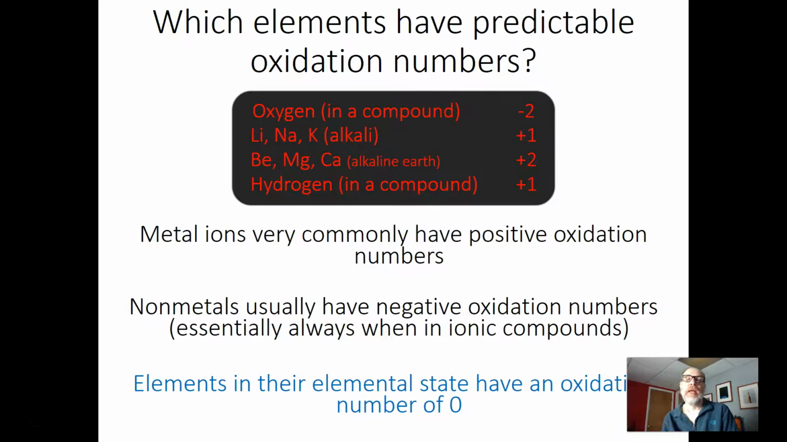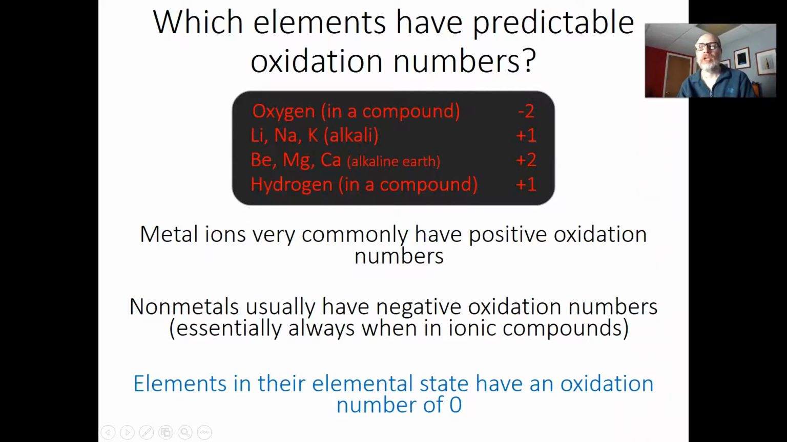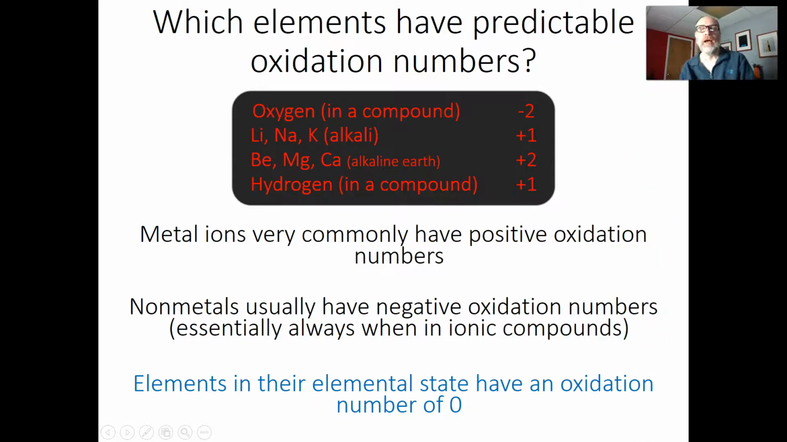There are some elements that have very predictable oxidation numbers. This should be somewhat familiar to you, simply because some of these are the charges that these elements would have as predicted by the periodic table. For instance, lithium, sodium, potassium, those alkali metals, whenever they are in a compound, are always going to have a charge of +1. We predict that on the periodic table. When they're in a compound, it's ionic. When it's ionic, they're an ion. When they're an ion, they're a +1.